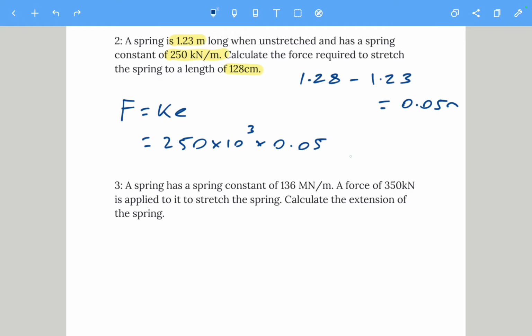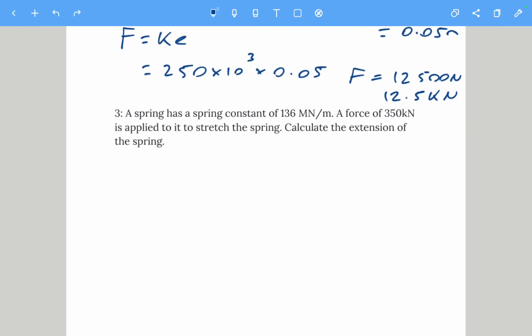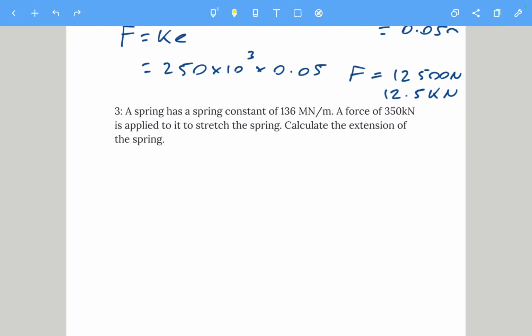And that gives us a force that's equal to 12,500 newtons. We could put 12.5 kilonewtons. Either is acceptable. Alright, if you want to have a go at number three, and then I'll take through the answers.